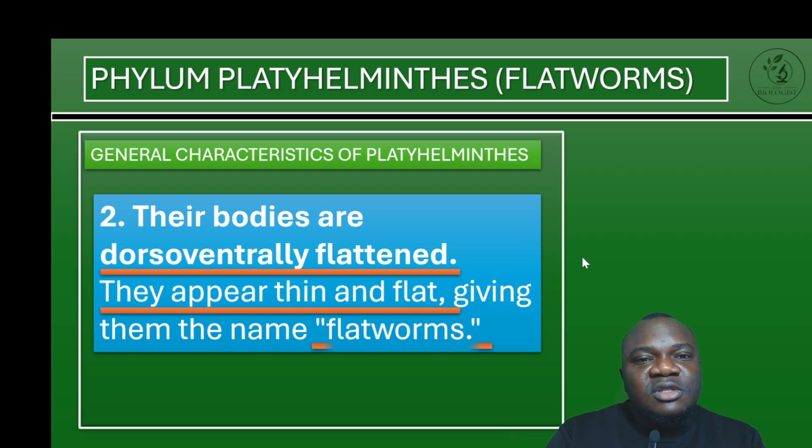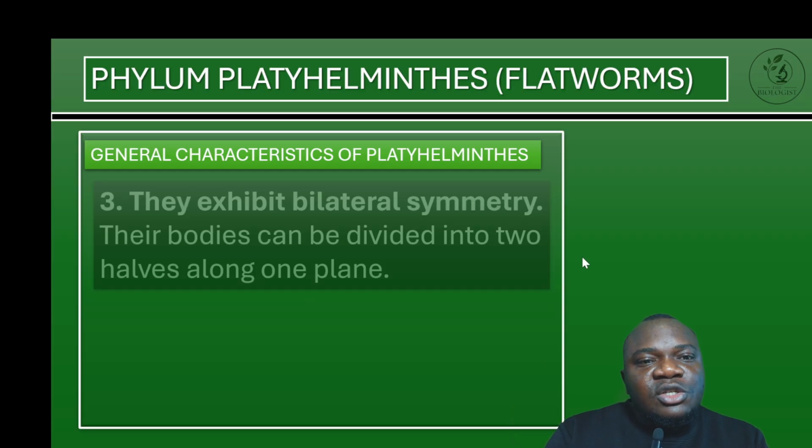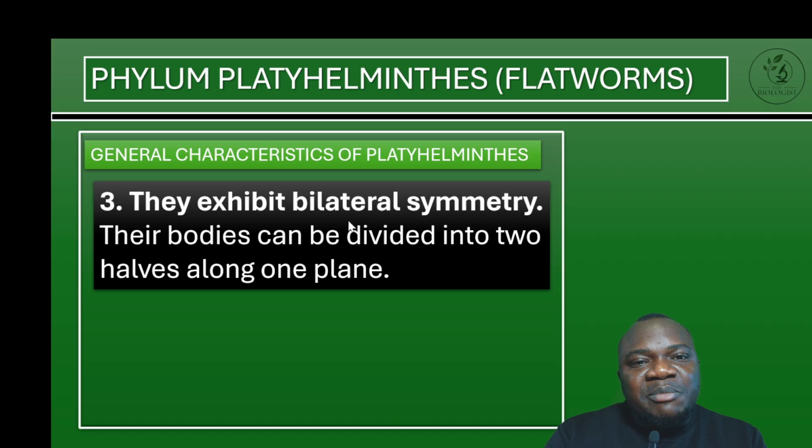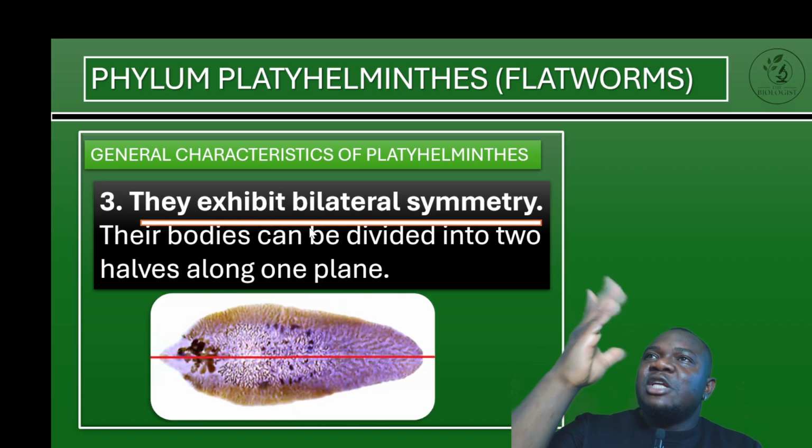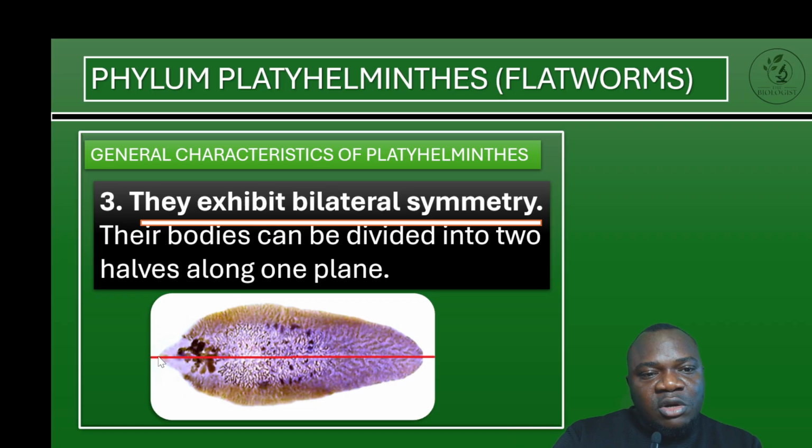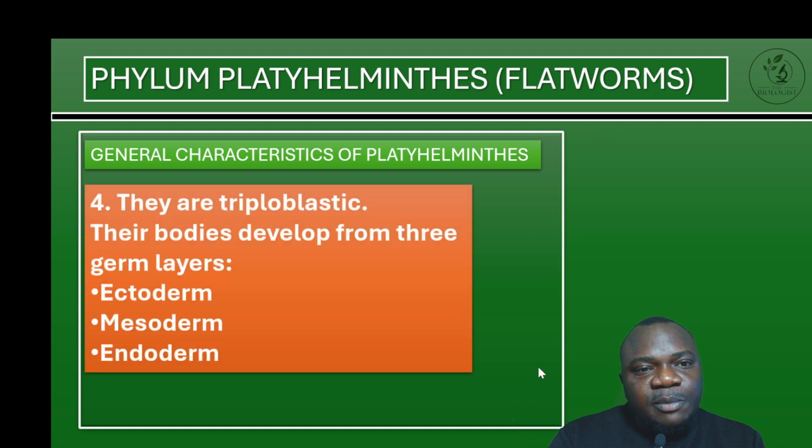So very important. Okay. So the next one, they exhibit bilateral symmetry, which means the body is divided into equal halves. So these are equal halves. We call this what? Bilateral symmetry. Okay. So this is the half, this is the central half that makes it what? Bilateral symmetry. So it's very, very important to get a point.